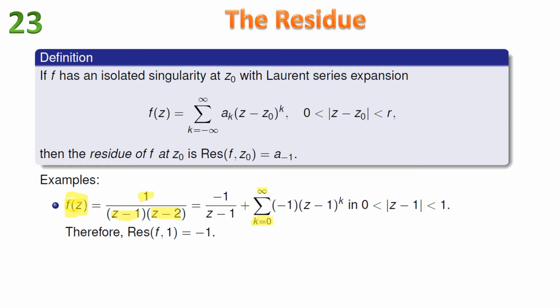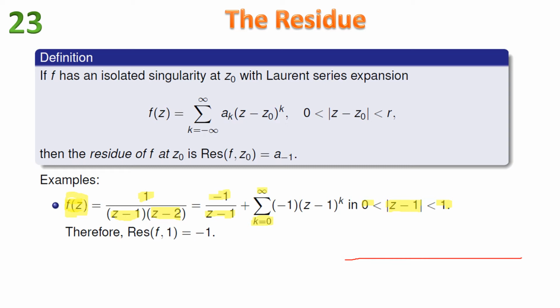And for the previous part we have minus 1 upon z minus 1. So here we are talking about this series which is minus 1 into z minus 1 to the power k, where z minus z0, in this case it is mod of z minus 1, is rolling between 0 and 1. Now here we shall have a diagrammatic representation for the same thing.